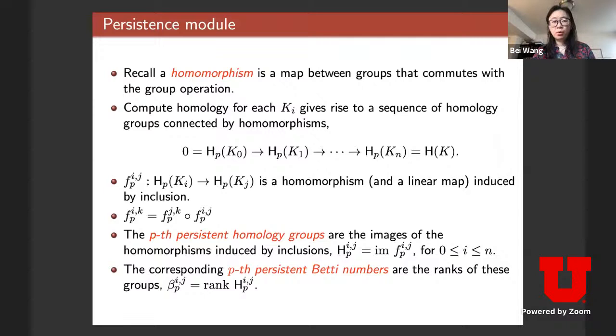What that really means is that the sequence of homology groups are connected by those maps, okay? These maps happen to be homomorphisms, and they are also linear maps. That means these maps are well-defined to map homology classes from the first group to homology classes in the second group, such that they satisfy a certain condition. The condition is that if I have an operation in this group, and I carry that operation over this map, that operation is still preserved. In other words, the condition of homomorphism is basically saying that this map is a well-defined map, okay?